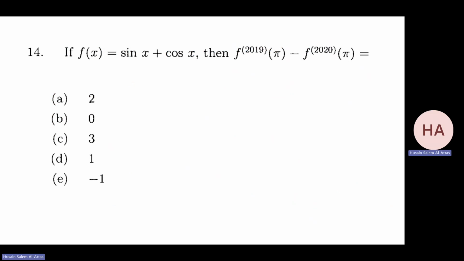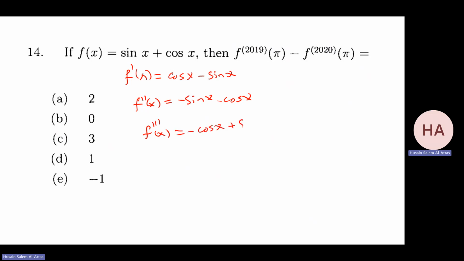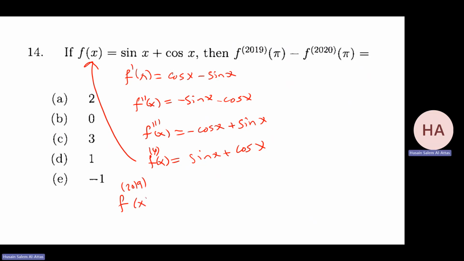This one has sine plus cosine. It will be the same idea. You can do it each one aside, or you can do it at once. First derivative: cosine minus sine. Second: minus sine minus cosine. Third: minus cosine plus sine. Fourth, this is the catch: minus sine plus cosine, which is the original. So each 4, it gives me the original. So 2019, if divided by 4, you get the remainder 3.